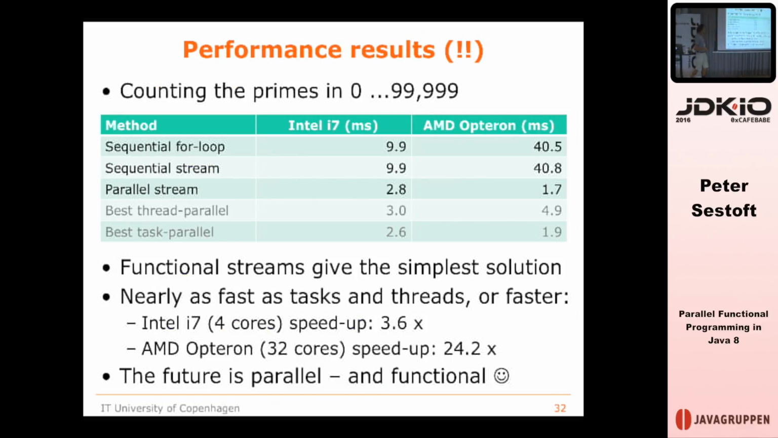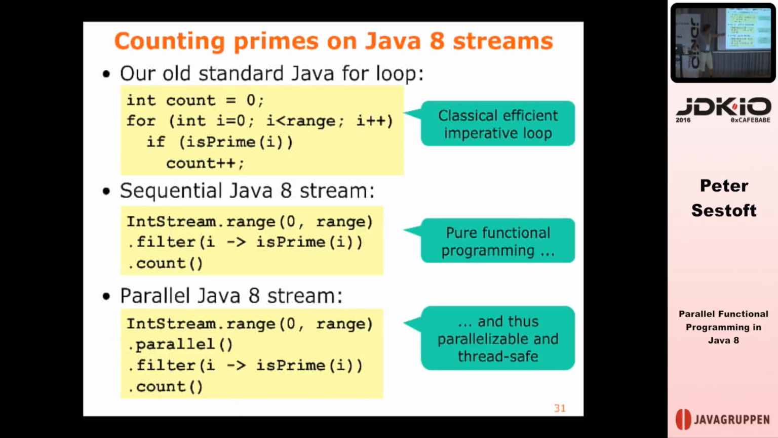So the performance results are somewhat wonderful. Here are 2 columns. One is for this machine, the Mac with 4 cores, and here's for an AMD Opteron with 32 cores, a very big server. The sequential for loop takes 9.9 milliseconds. That's only for 100,000 elements. The sequential stream takes exactly as much time. So this funny way of writing it is completely the same in terms of performance.